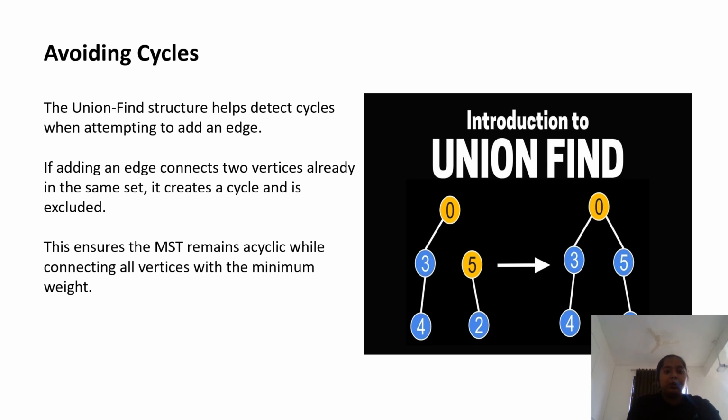Avoiding cycles. The union find structure helps detect cycles when attempting to add an edge. If adding an edge connects two vertices already in the same set, it creates a cycle and is excluded. This ensures that the MST remains acyclic while connecting all vertices with the minimum weight.